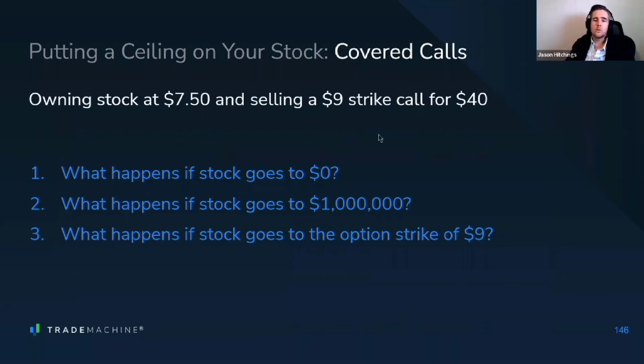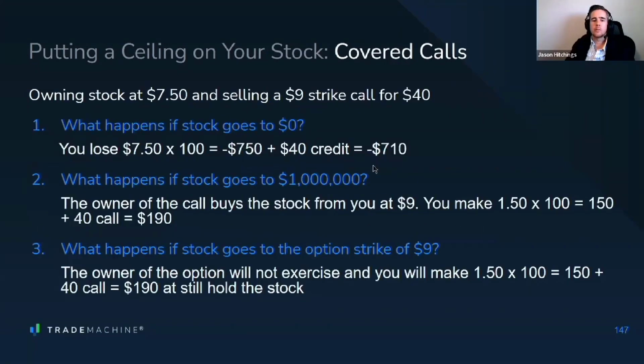So if the stock goes to 0, when we now own stock at $7.50 per share, and we collected $40 for one contract, what does our profit and loss look like if the stock goes to 0? Well, you spent $750 and that goes to 0, and you have a $40 credit, and you're going to keep that credit, but you're still going to lose $710.